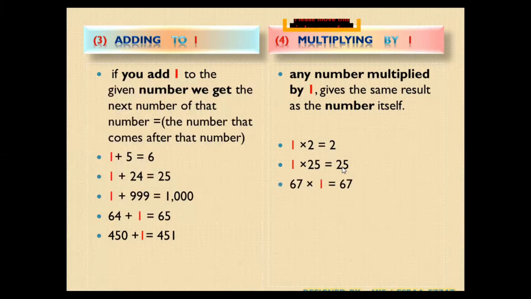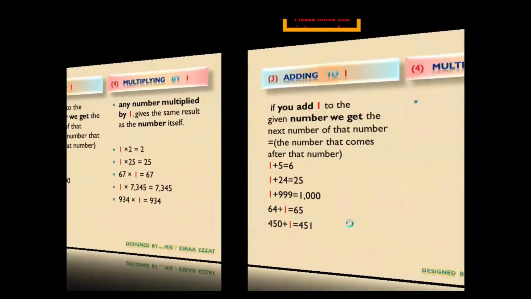Let's take more examples. When we multiply 67 by 1, we get 67. When we multiply 1 by 7,345, we get 7,345 itself. When we multiply 1 by 934, we get the number itself, which is 934.